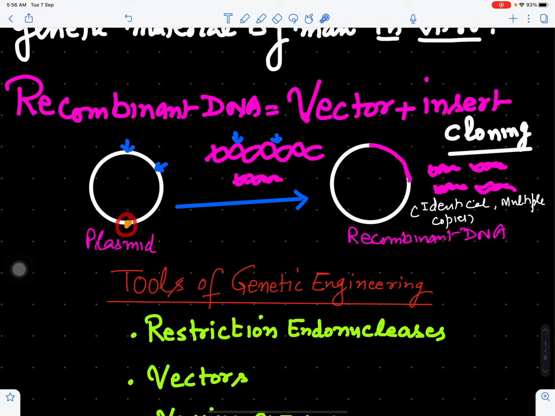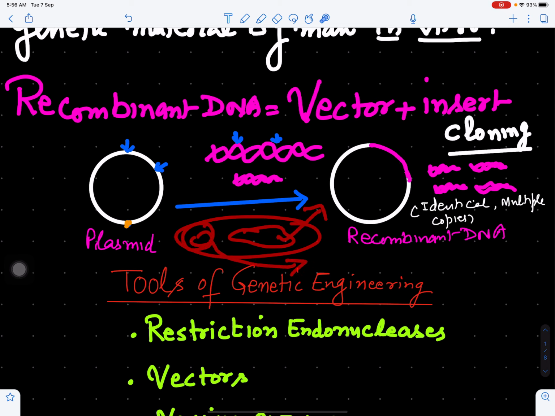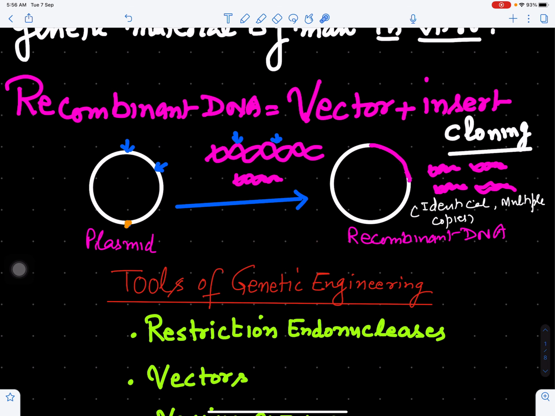Now this is the point which is showing ORI point, meaning origin of replication, because this plasmid DNA can independently replicate inside the bacteria. Supposing this is bacteria, this is plasmid, this is the bacterial DNA, but this plasmid will replicate independently. This is independent of replication of the bacterial DNA. So this point is called as ORI point, that is origin of replication.